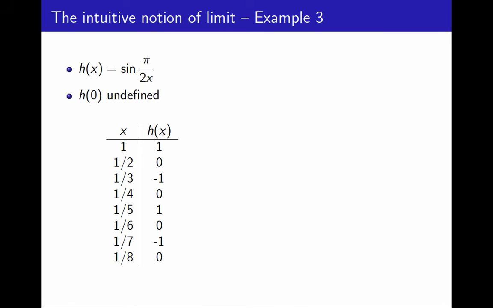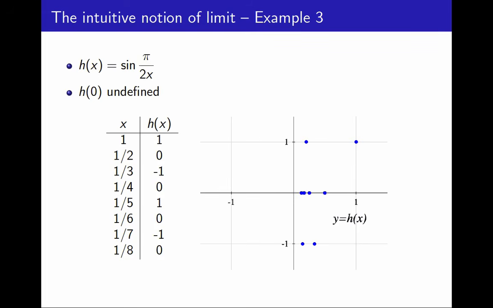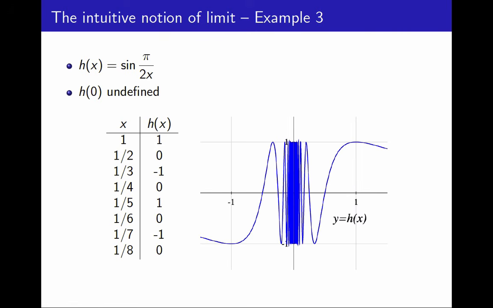This is what I got. h of 1 is 1, h of 1/2 is 0, h of 1/3 is -1, and then it goes back to 0, and to 1, to 0, to -1, and so on. And in fact, as I make x closer and closer to 0, this function keeps oscillating between -1 and 1. And before x reaches 0, it will go up to 1 and down to -1 infinitely many times, because it keeps oscillating faster and faster. This happens both for positive numbers and for negative numbers.